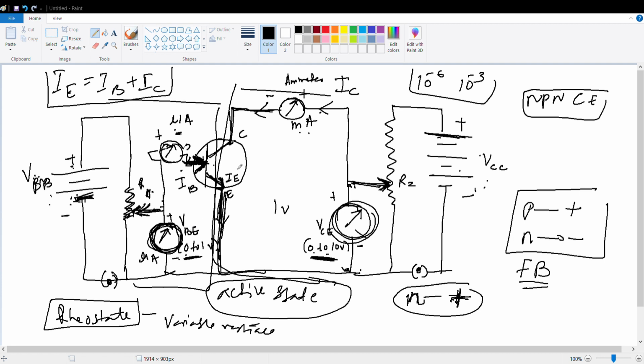Yes, sir. VC is constant at 1 volt, and next I am changing the VBE. Now you have to write like this. Change VBE. When you change VBE, the IB also will change. Yes or no? And this is how we will plot the graph between IB and VBE. So you will see that it will be like this.